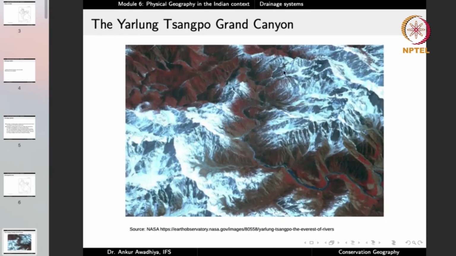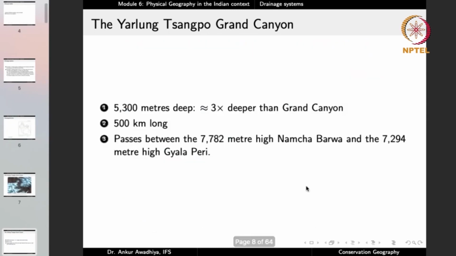So if you look at the Yarlung Tsangpo Grand Canyon, this is how it looks like. So you have these Himalayas, this peak is the Namcha Barwa, and here you can observe that in place of shifting away from this area, which is a highland, it continued to cut through these areas.